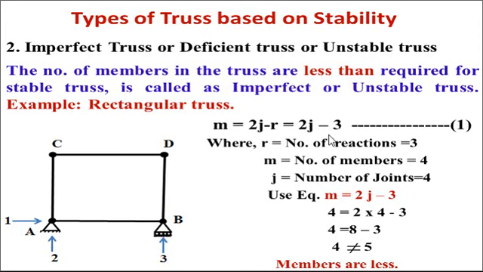If you check the stability using this equation, number of reactions are 3, members are 4: 1, 2, 3, 4. And number of joints are also 4, at 4 corners. So by putting all the values in the equation, we will come to know that here M is equal to 4 and the right side is 5. Means here one member is less than required for the stable condition. To make this particular frame perfect or stable, you should add one extra member, because 4 is less than 5. So M is less. You can add one diagonal member, either CB or ED, to make it stable.